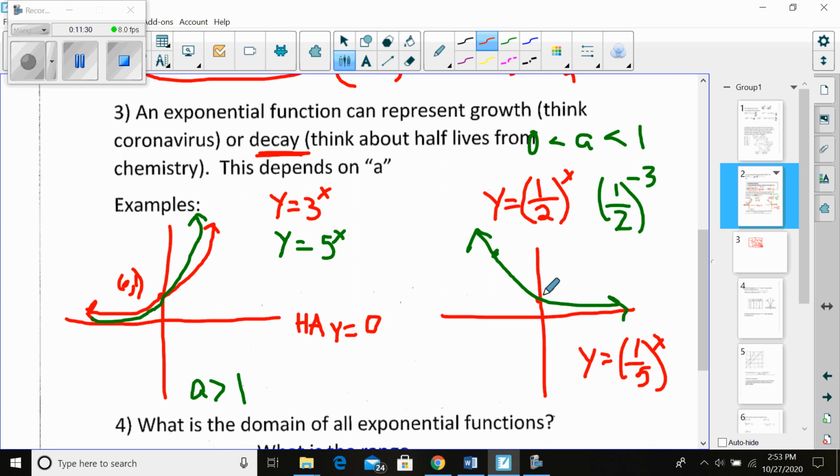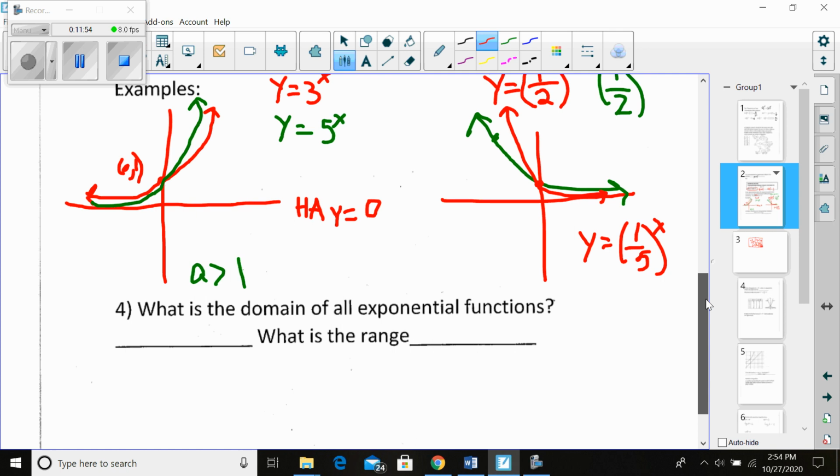1/5 to the x, again, goes through this point, and it would be less over here, but greater over here, right? Because 1/5 to the negative third would actually be 125. Okay, so it's greater on that side.